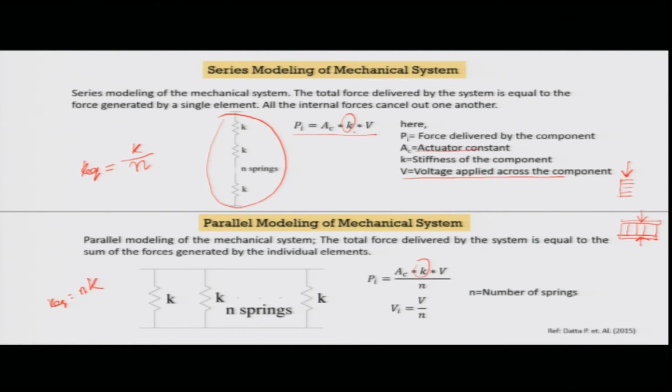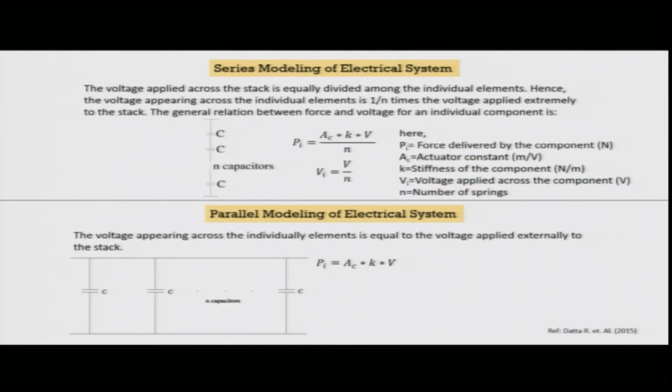Let us say I call it K series, and let us say I call this Kp. So, definitely your Kp will be much higher than the K in series, and then you are also gaining in terms of the voltage intensity, because you would be able to give less voltage, but you would be able to get actually a good force out of the system. So, this is a stiff model where you want to get more force out of the system.